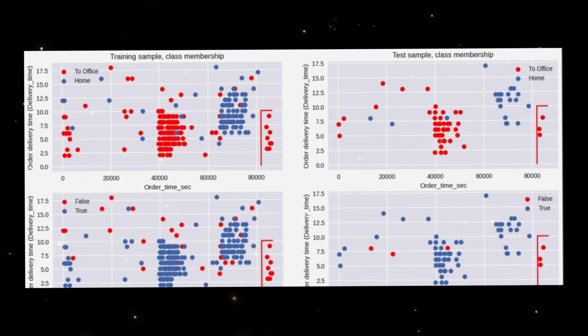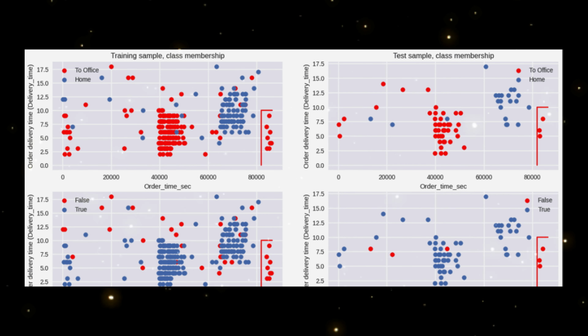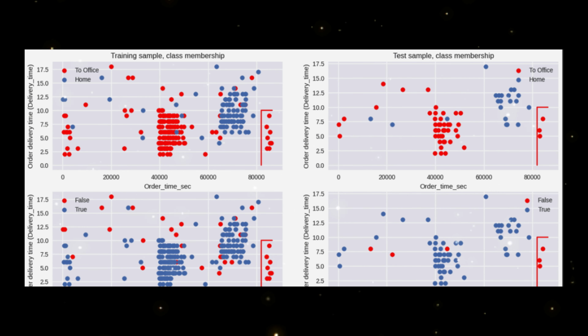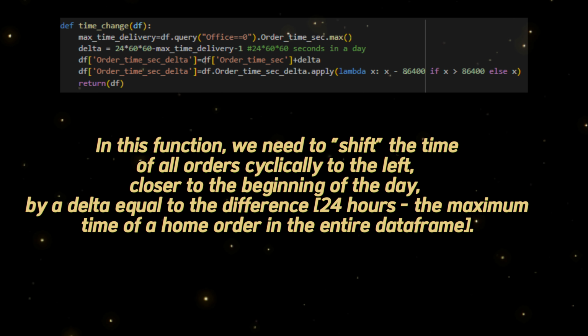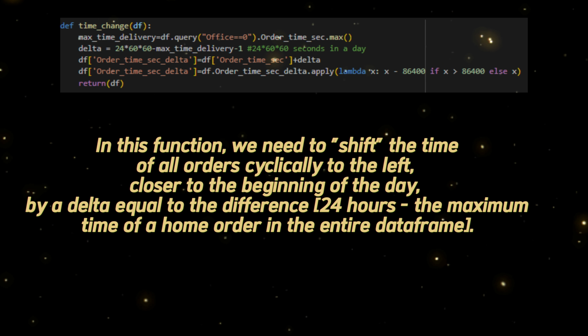To answer this question, let us first look at the graphs again. On the graphs we see the same area where representatives of the same class are predicted incorrectly on both training and test samples. Let's try to fix it. We need to write a function which shifts the time of all orders in the order time in seconds column cyclically to the left, closer to the beginning of the day.